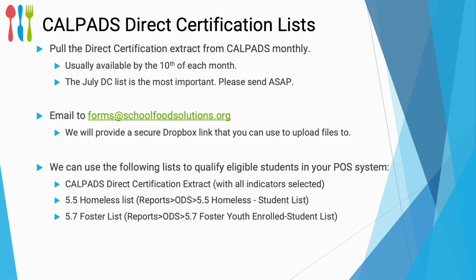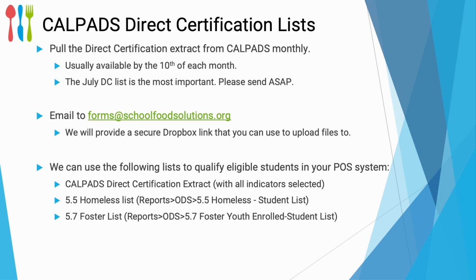CalPads direct certification lists. Again, your CalPads administrator should be doing this on a monthly basis. The new matches for each month are usually available by around the 10th. July is the first month of the 2025-2026 school year, so that DC list is the most important. The bulk of your students who will be directly certified are going to be on that first July list. So the sooner we get that one, the better.